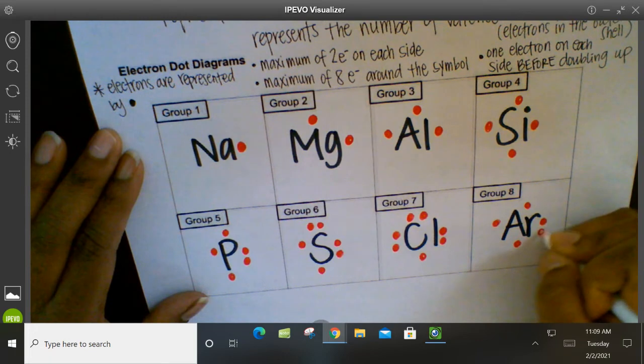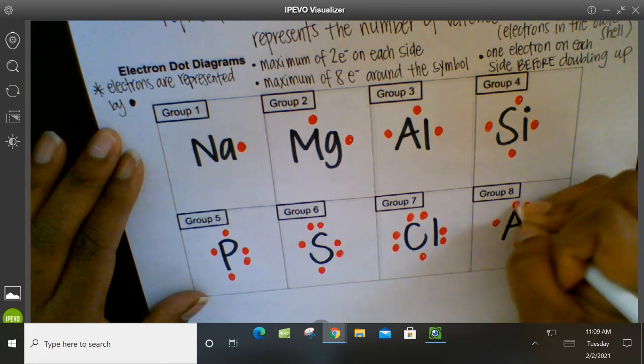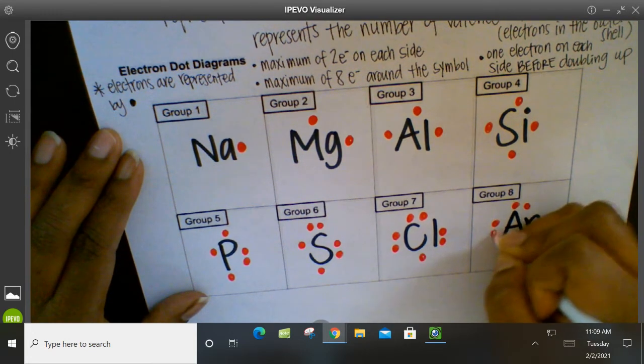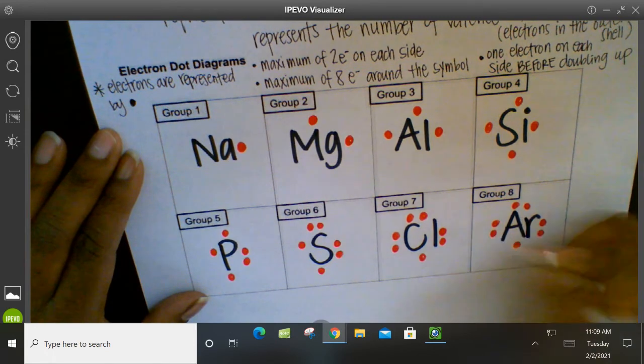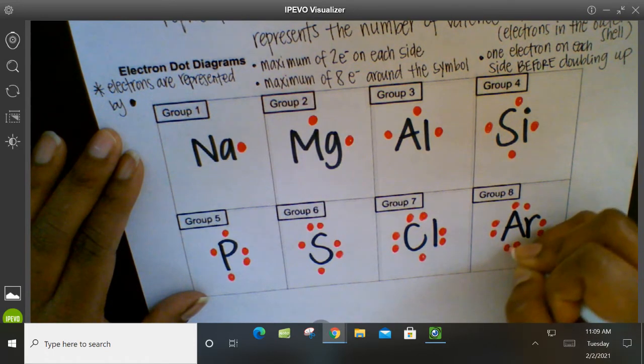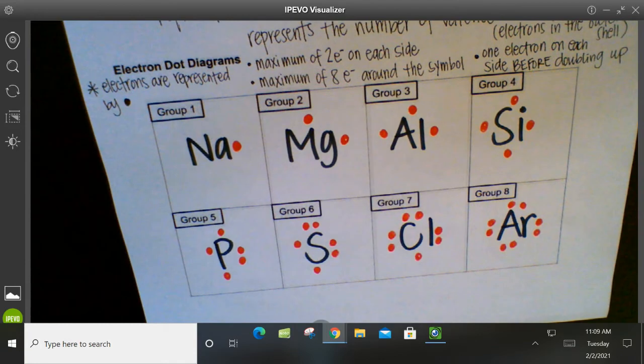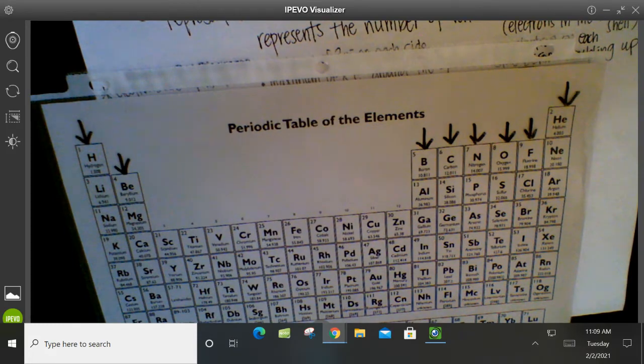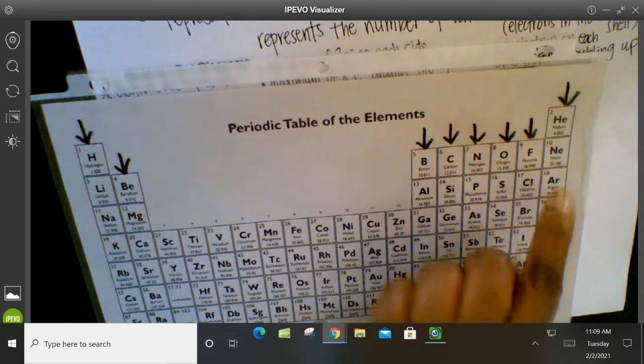And what you want to do, because you're thinking about this as being a symbol in a box, and so you have your dots on each side, you want them to look like they're paired up as well. So you don't want to space them out so far that it doesn't look like they're on a side. Okay. There is one exception to what we just went through here, and that is with our group 8.